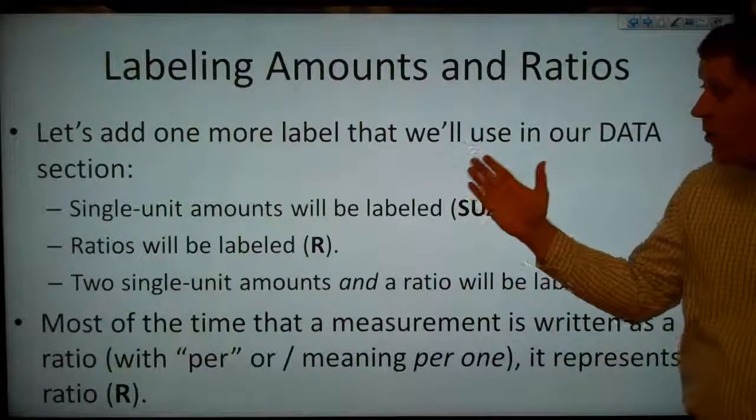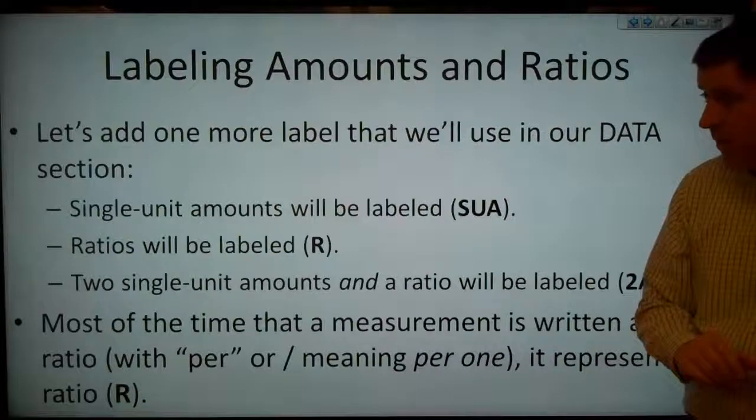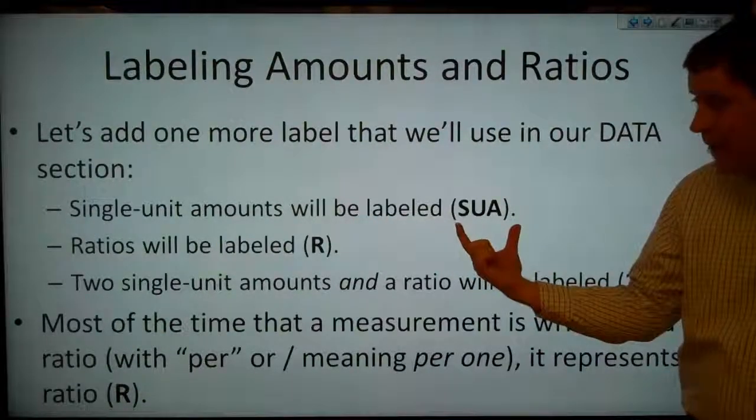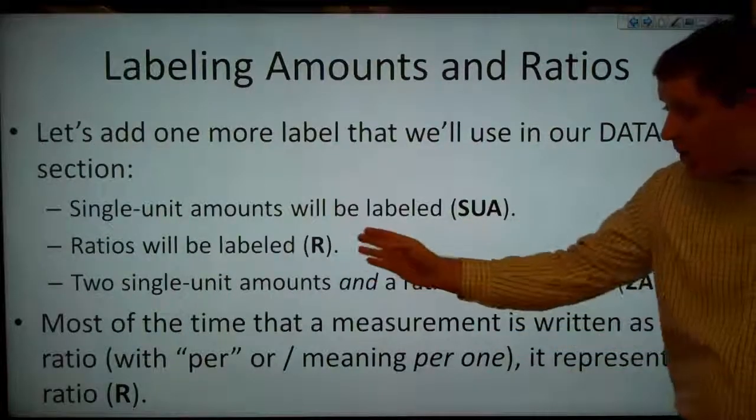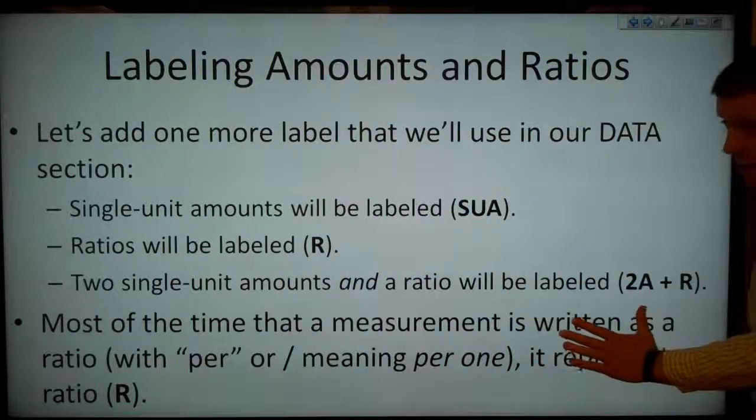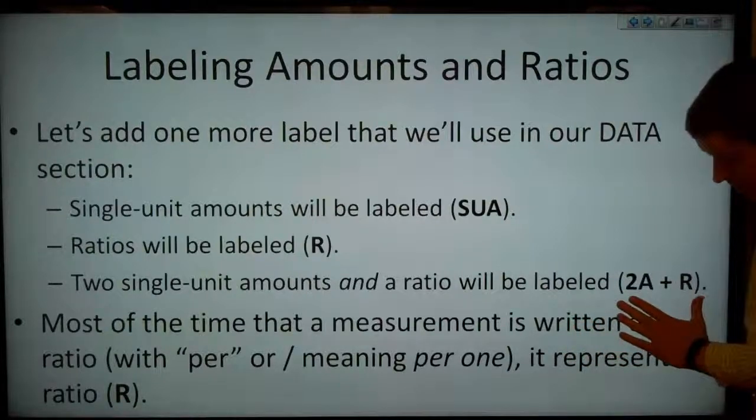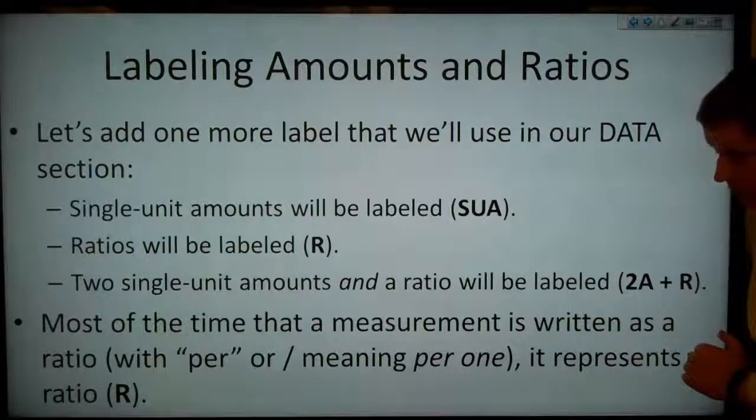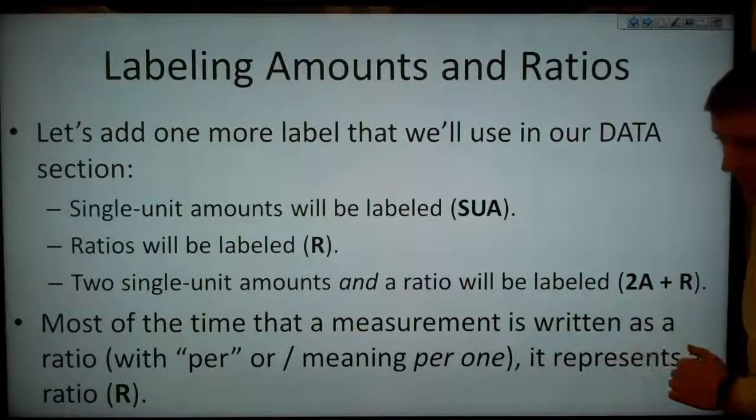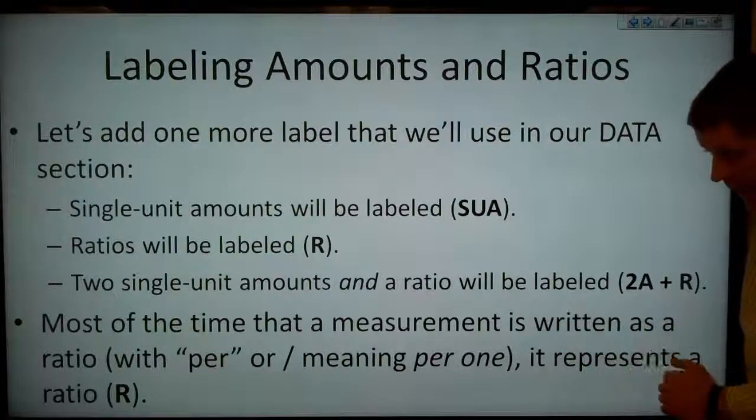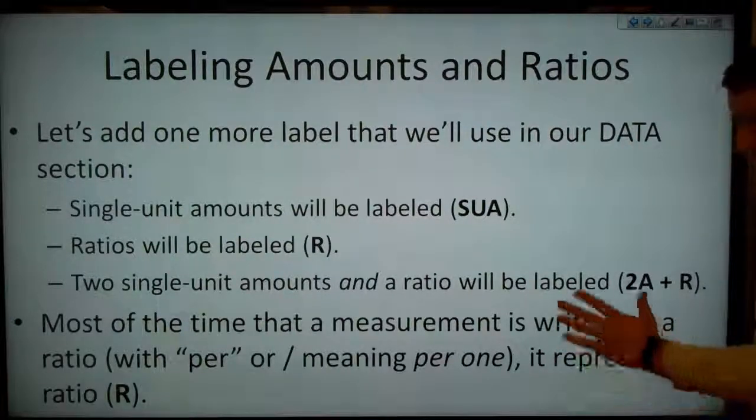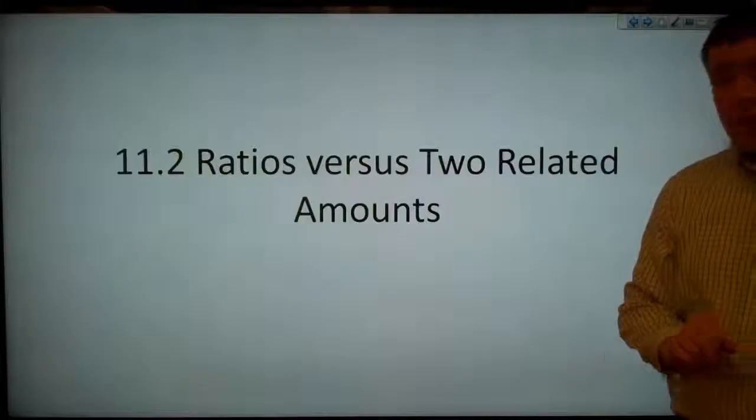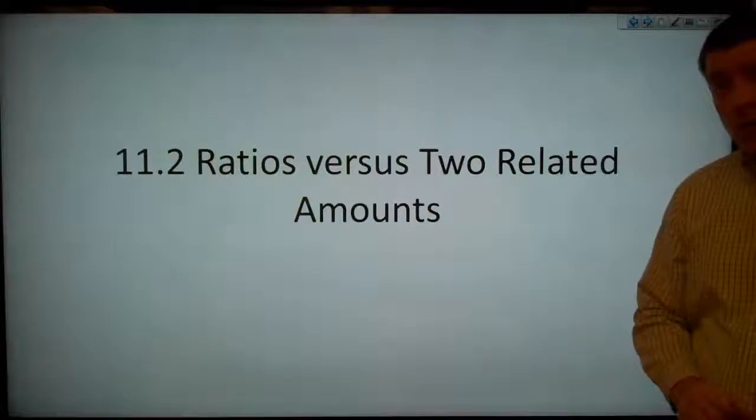Now, let's add one more label that we use in our data section. Let's add single unit amounts, or SUA. So single unit amount. Ratios will be labeled R, and then our 2 single unit amounts and the ratio will be labeled still the 2A plus R. And so most of the time that a measurement is written as a ratio with per or a slash, meaning per 1, it's going to represent a ratio but not 2 single unit amounts. So that was ratios versus 2 related amounts.